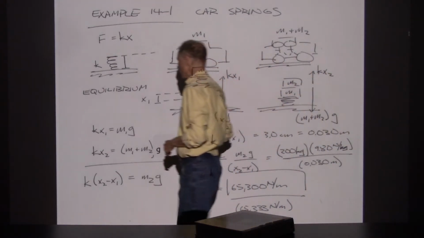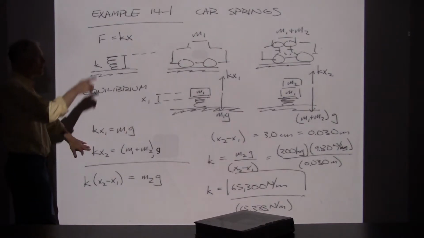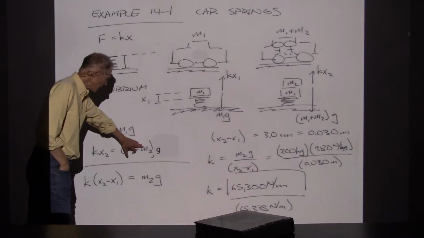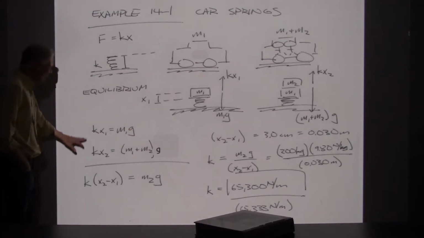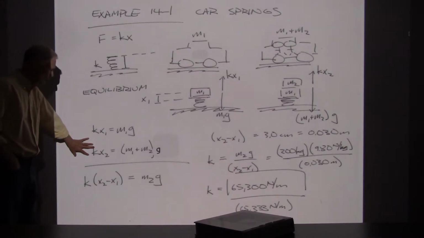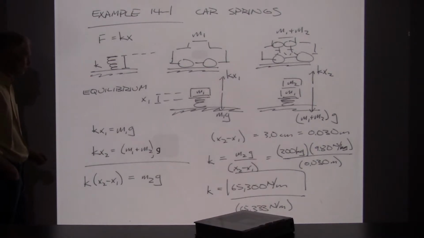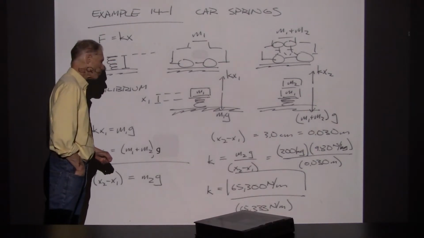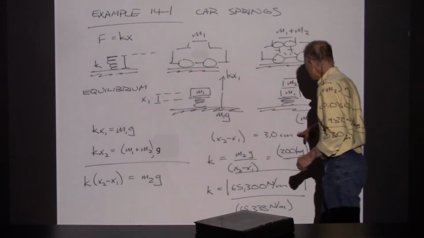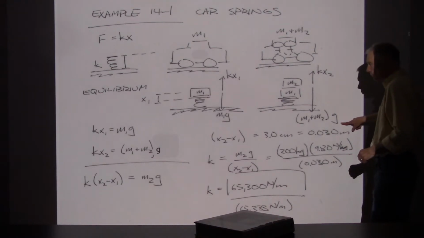So in the first picture, we have K times X1 equals M1G. In the second picture, at equilibrium, K times X2 is equal to M1 plus M2 times G. We can take the first equation, subtract it from the second equation, and that's what we end up with. We end up with K... So X2 minus X1, we were told, is 3 centimeters, or 0.030 meters.